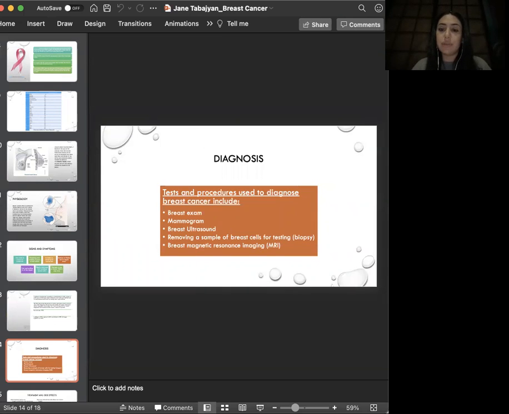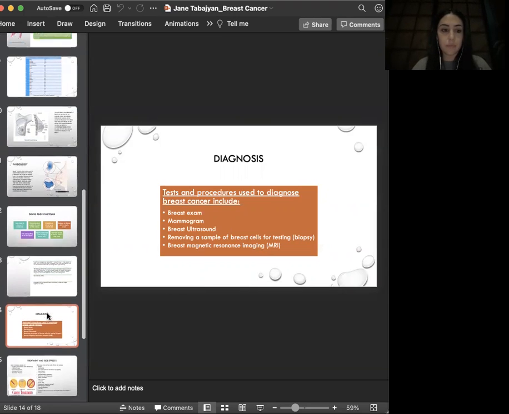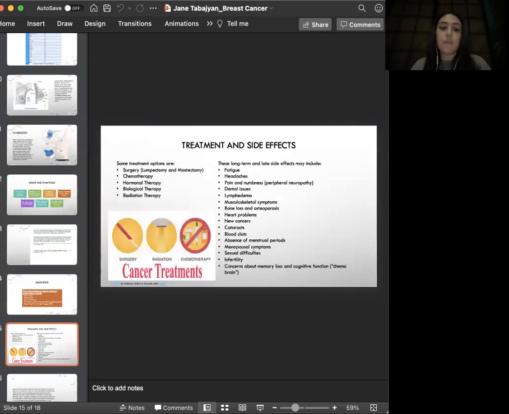Tests and procedures are used to diagnose breast cancer. Some of these tests include breast exams, mammograms, breast ultrasounds, biopsies, and MRI imaging. There are a wide variety of different treatments, but the most common are surgery, chemotherapy, hormonal therapy, biological therapy, and radiation therapy. Some long-term side effects to these treatments include the following provided on this slide.